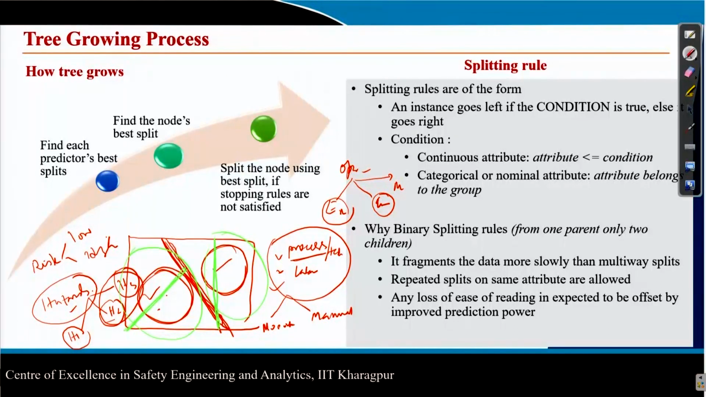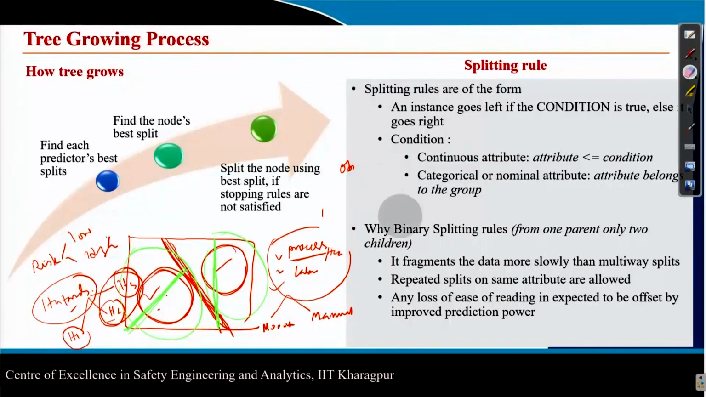Now, how do we do the splitting, which predictor variable do you take? Again you have to go the same way: find each predictor's best split, select the best split out of all, and then split it. In this manner you continue. So that is basically finding the node and then splitting the node using the best split, and if stopping rules are not satisfied, you continue. Stopping rules are also given to you.